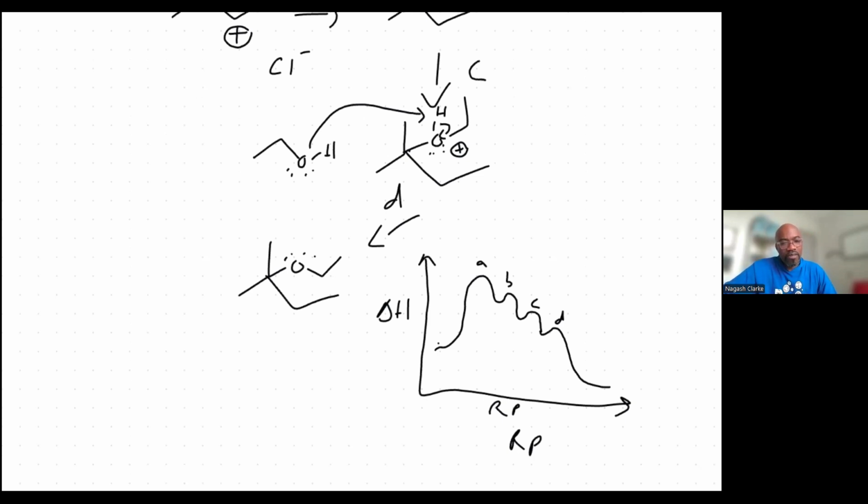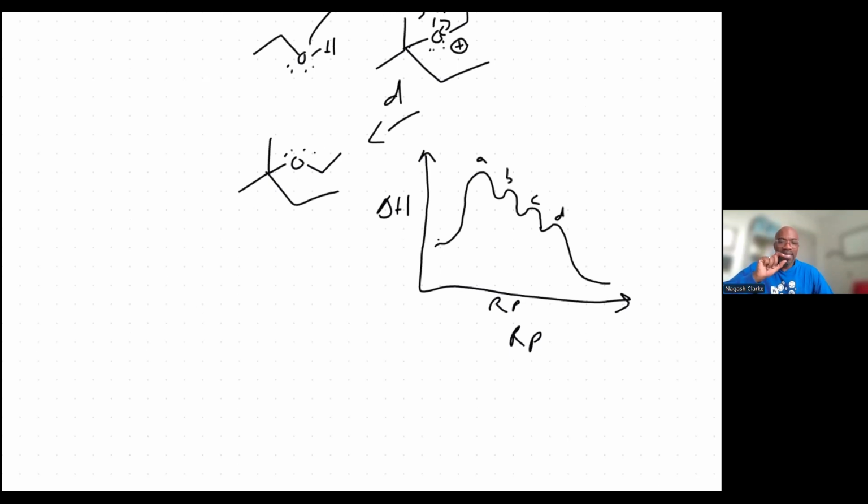So rearrangements are just another little piece that we see in SN1 reactions that we don't see in SN2, because SN2 does not have a carbocation, so we don't see that phenomenon.